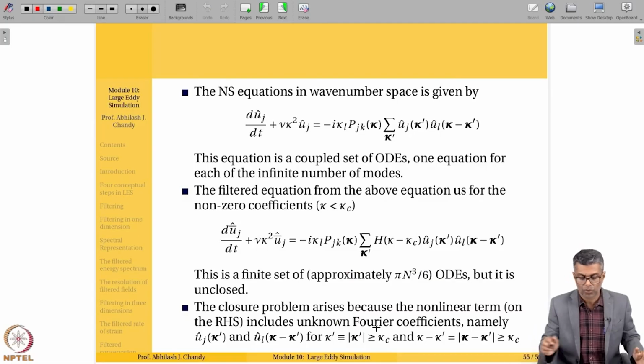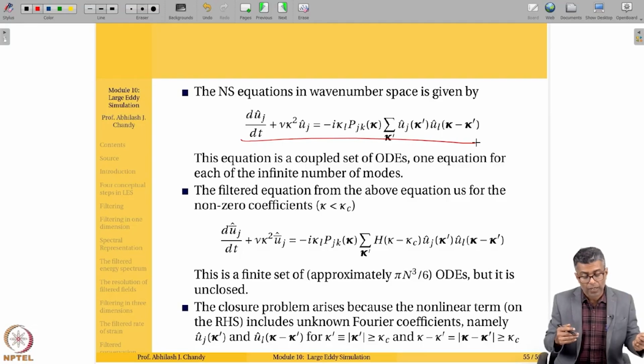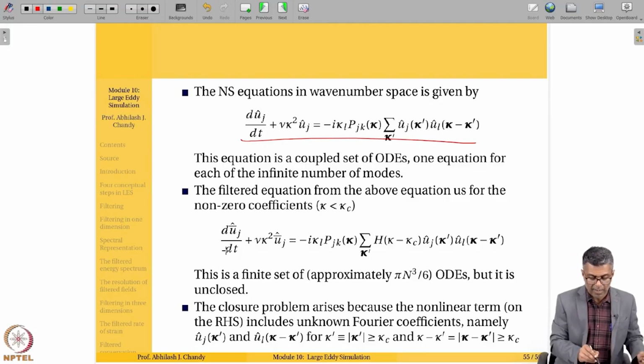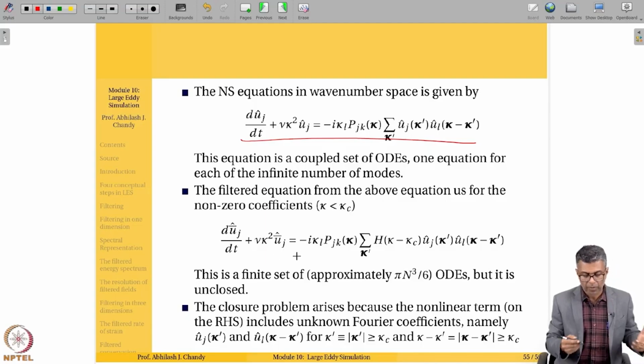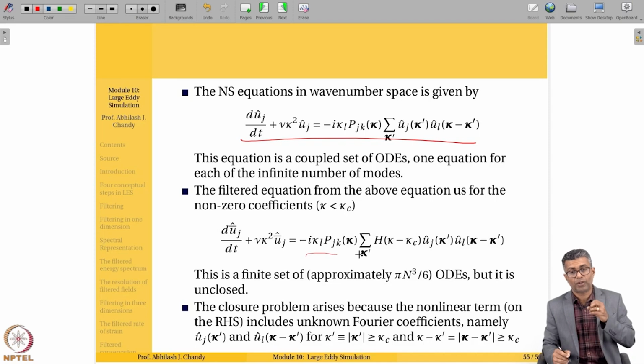And then you have your Navier-Stokes equations in wave number space. This is actually what you would write for DNS. We know that this is basically a set of ODEs, right, that can be algebraically solved. And in the filtered space, this is what it looks like: d/dt of u_j bar plus nu kappa squared u_j bar hat, right. And then you have this projection tensor, but now instead of the filtered velocity field, we are putting the Heaviside function in there. So essentially you have pi by 6 N cubed set of ODEs which you can solve.